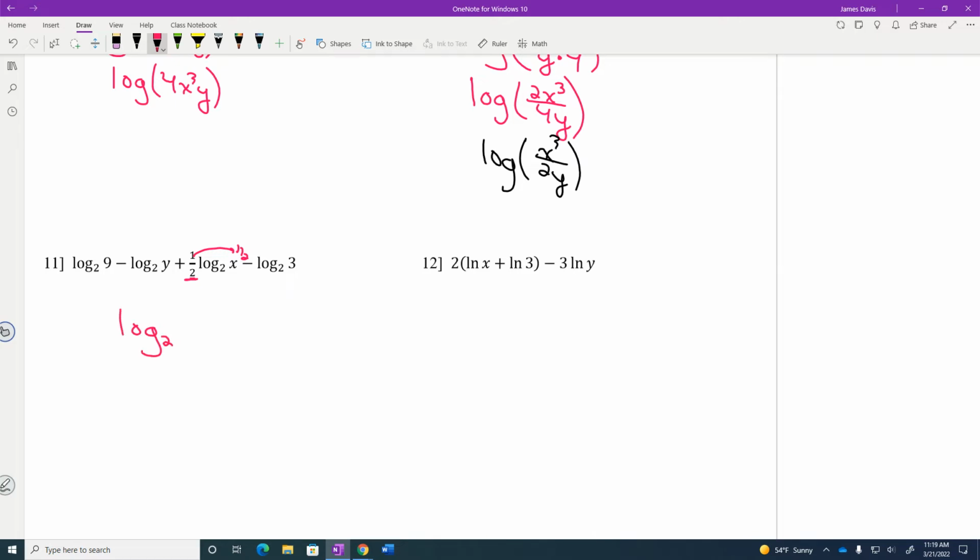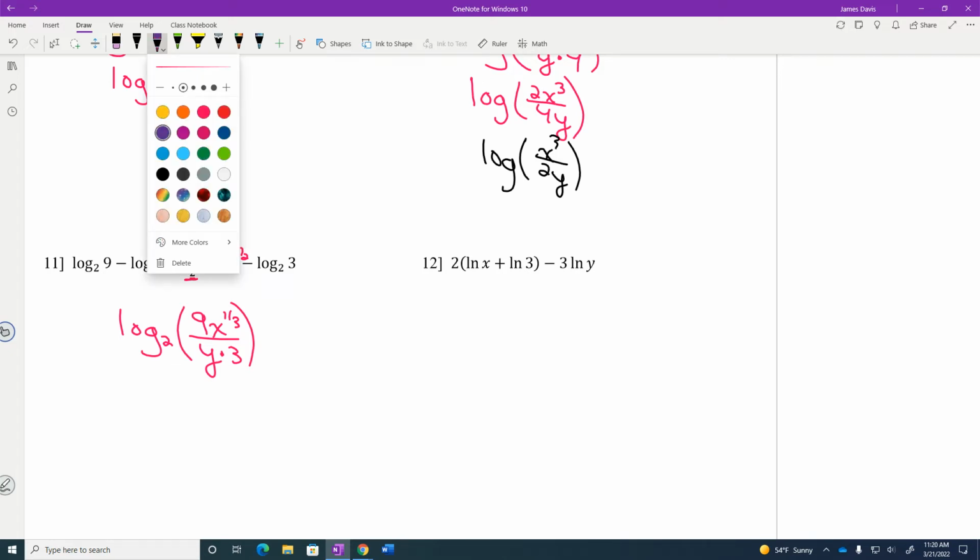Log 2, 9 is at the top, minus, so the y will go to the bottom. Another plus, so that's going to be x to the 1/2. And then minus, so that'll go to the bottom, times 3. It'll be the same thing as saying 3y.